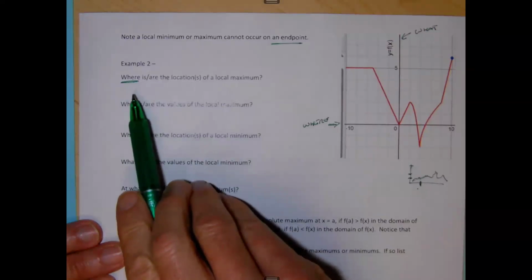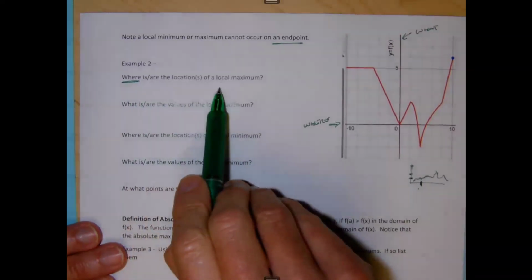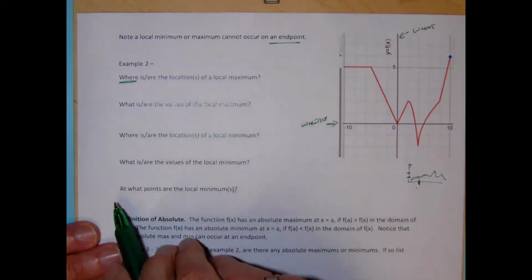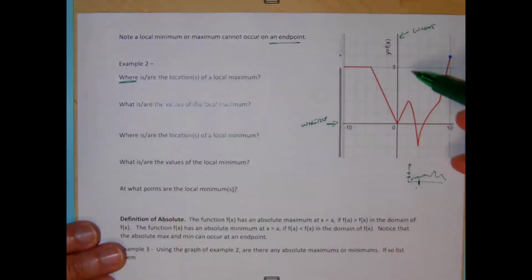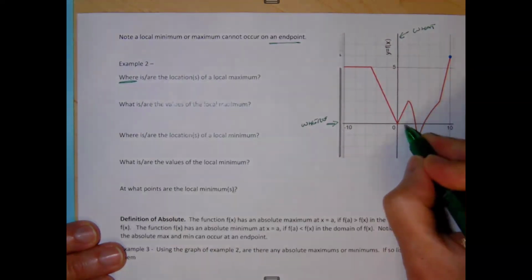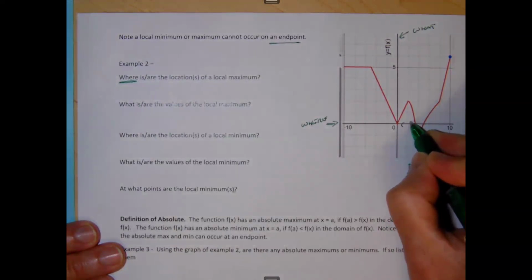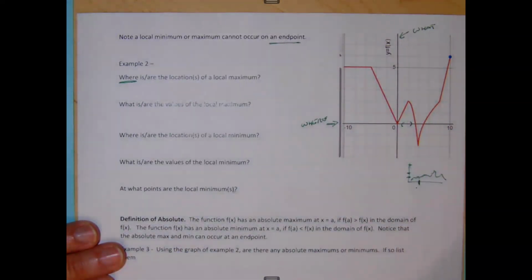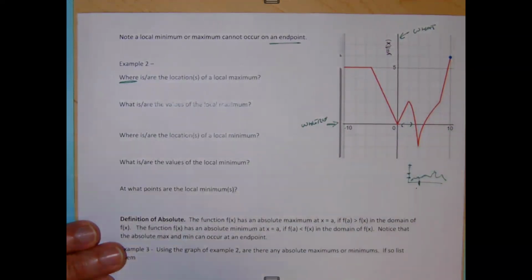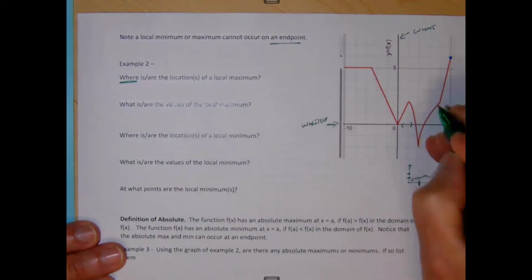So for example, where is the location of the local maximum? Now we're looking for the location of local maximums. Again, I'm looking locally and I see that this is a high point. If I create a little interval, how big doesn't matter. All I care about is recognizing that it's a high point, and sure enough, in that little interval, that's a high point. So it's local.